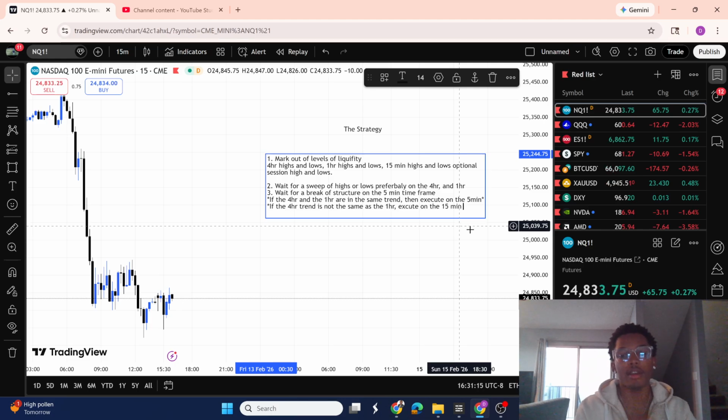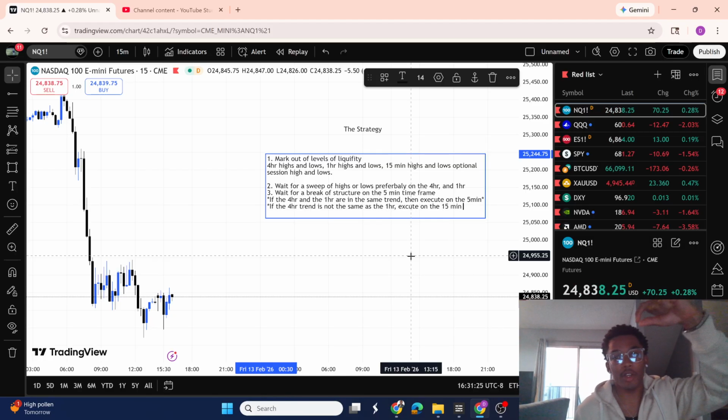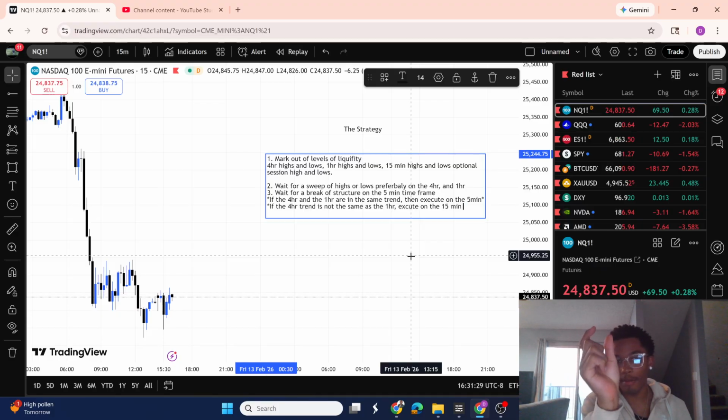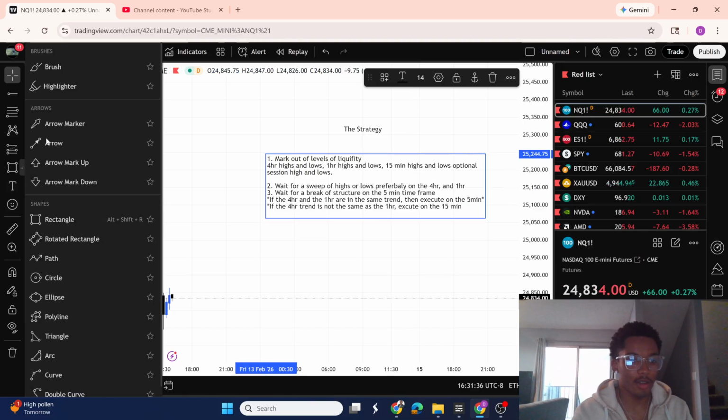Okay. So if the 4-hour is bullish and the 1-hour is bearish, what is that telling us? That means overall we're bullish, but we are retracing, right? Because higher time frame is bullish, lower time frame bearish. What does that look like? Let's draw this out.